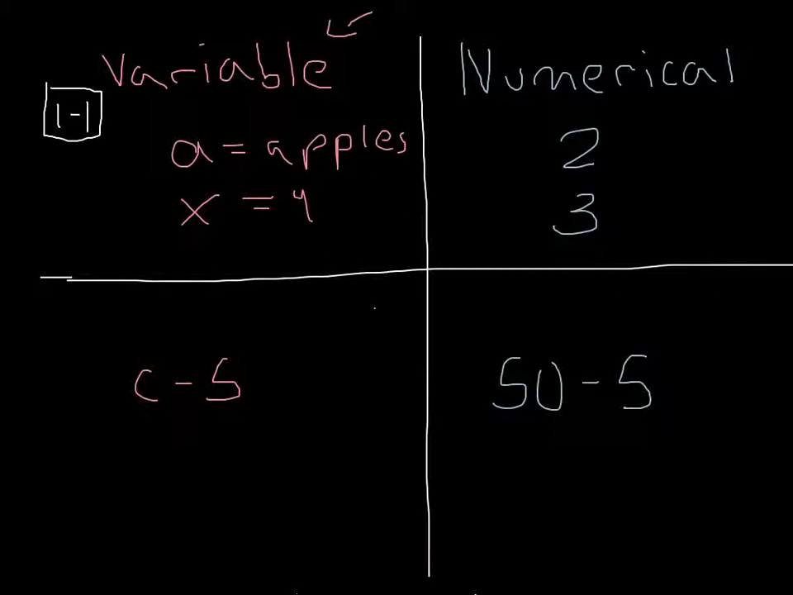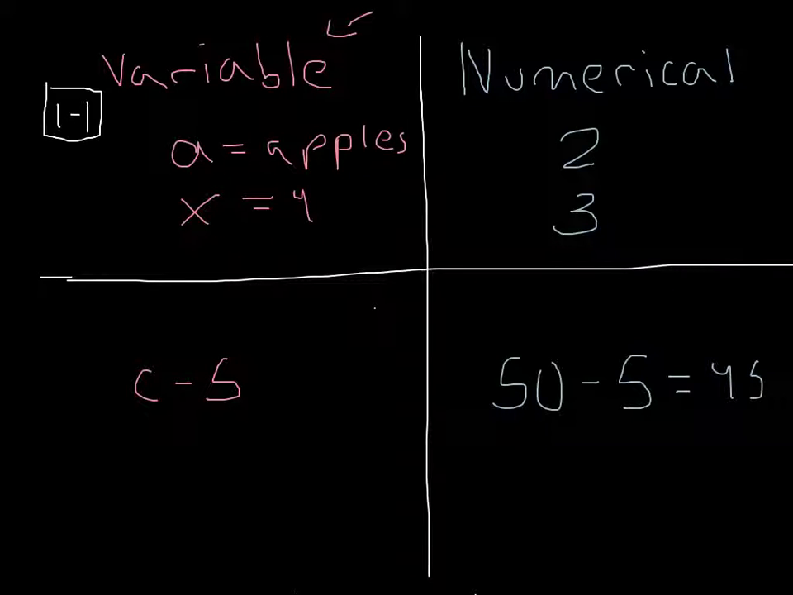50 minus 5. I don't see a variable in that. I can solve that. 50 minus 5 equals 45. I know 50 and I know 5, so I know that's 45. So this seems pretty easy: whenever you see a variable in an expression, it's going to be a variable expression. Whenever you see no variables and just numbers, it's going to be a numerical expression.